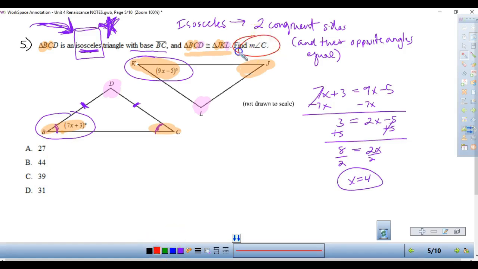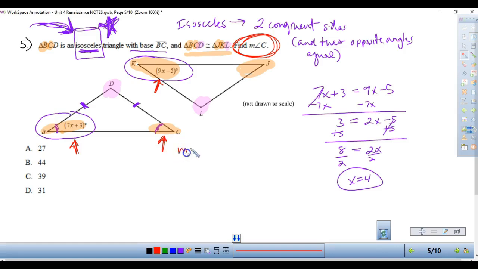The question wants the measure of angle C. Angle C is this one, okay? And it doesn't have any information, but it matches this one, angle B, and it also matches angle K. So I could use either one of those. I'm going to get the same number if I plug 4 in here or here.